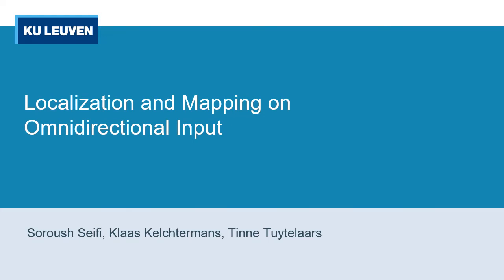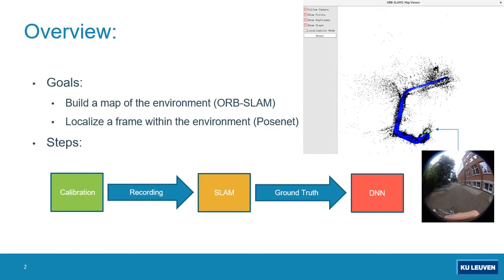Hello everyone, I'm Soru Seifi, and in this part of the presentation, I'm going to talk about our progress on the localization part of the OmniDrone project. So the goal of the localization part of this project is to build a map of the environment using a SLAM algorithm, and then to train a neural network like FOSNet to localize any frames within this environment.